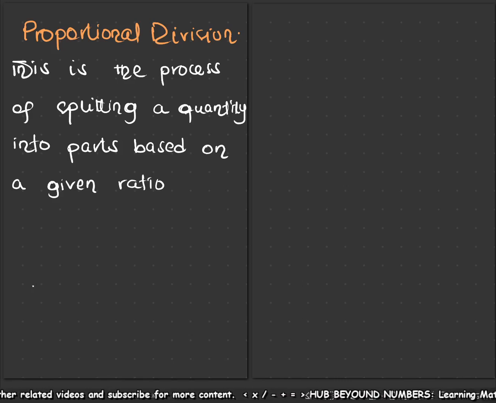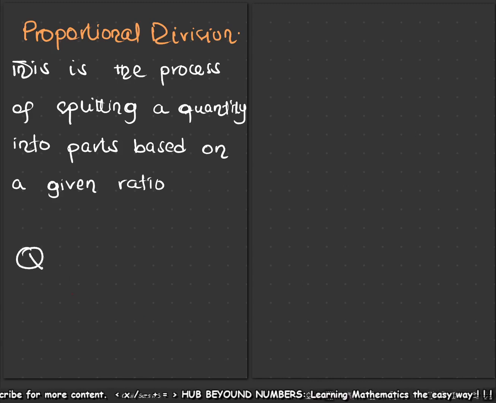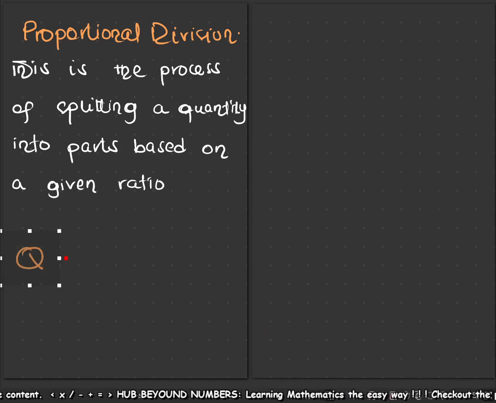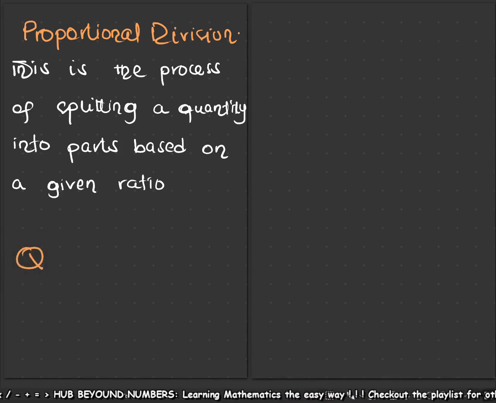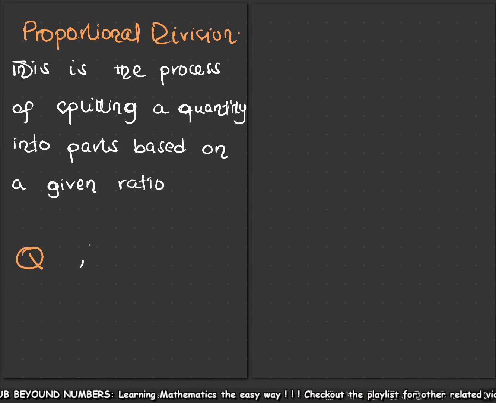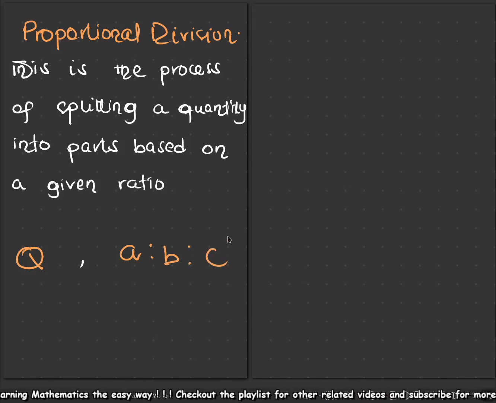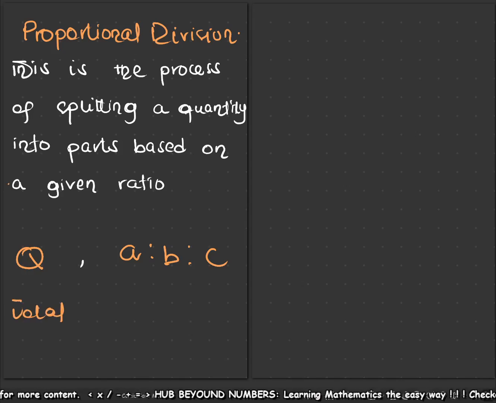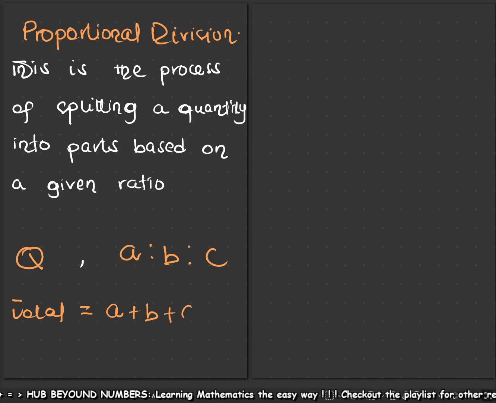Let's say you have a quantity, Q, and you want to divide it in a particular ratio. The ratio you've been given is A is to B is to C. What proportional division does is, you first of all need to get your total ratio. And how do we get the total of the ratio? We add A to B and then to C.